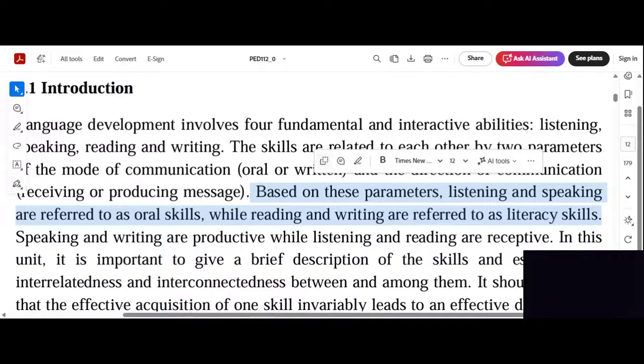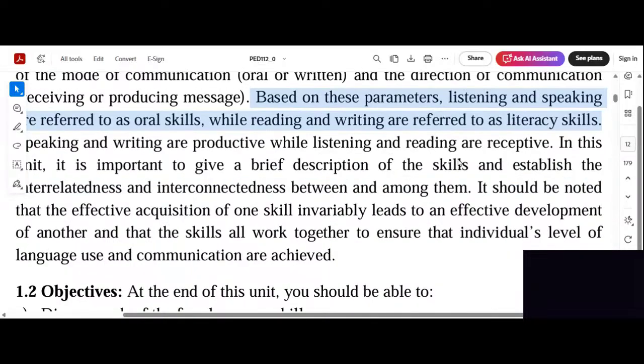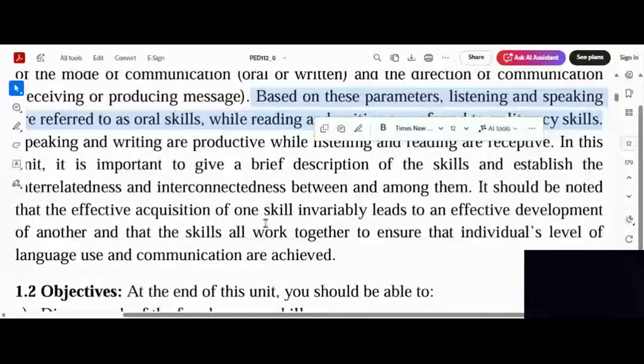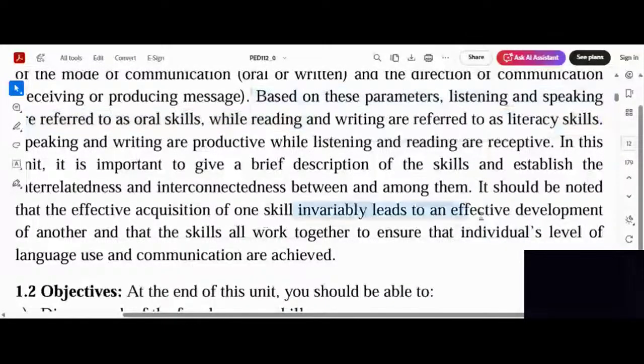So in this unit, it is important to give a brief description of the skills and establish the interrelatedness and interconnectedness between and among them. It should be noted that effective acquisition of one leads to an effective development of another, and that the skills all work together to ensure that individuals' level of language use and communication are achieved.